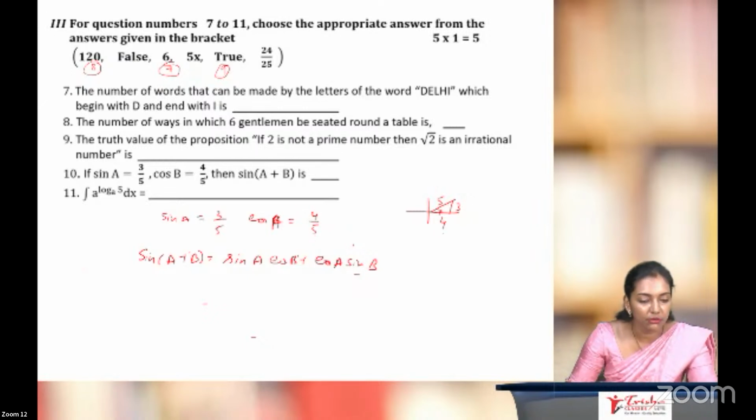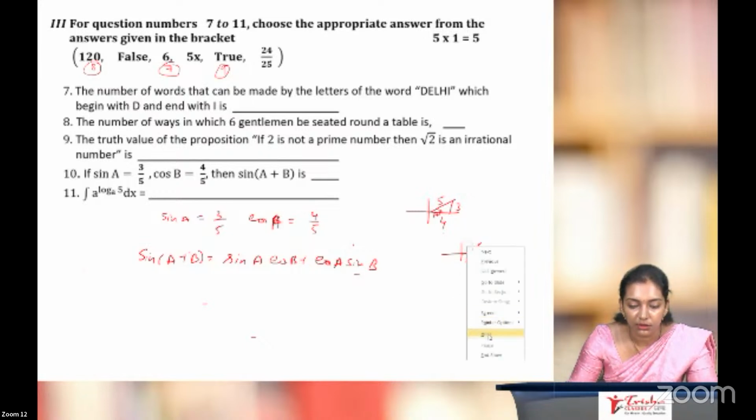Next you have cos B, for the theta. This is angle A, and this is angle B. So for cos B, adjacent by hypotenuse, so this is 4, hypotenuse 5. So here you have sin B will be 3.